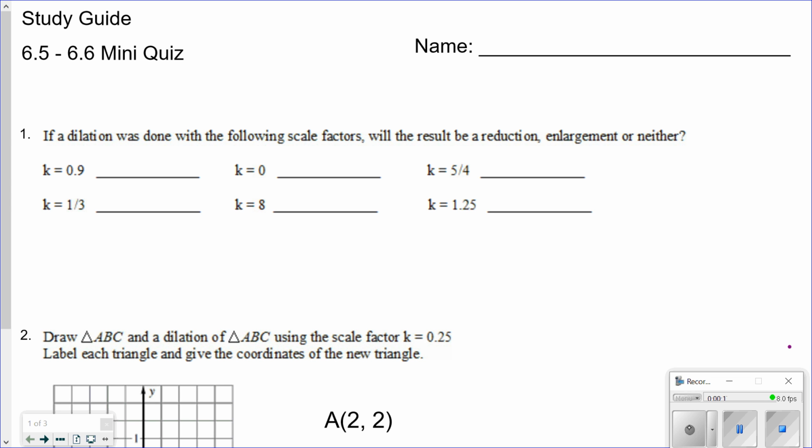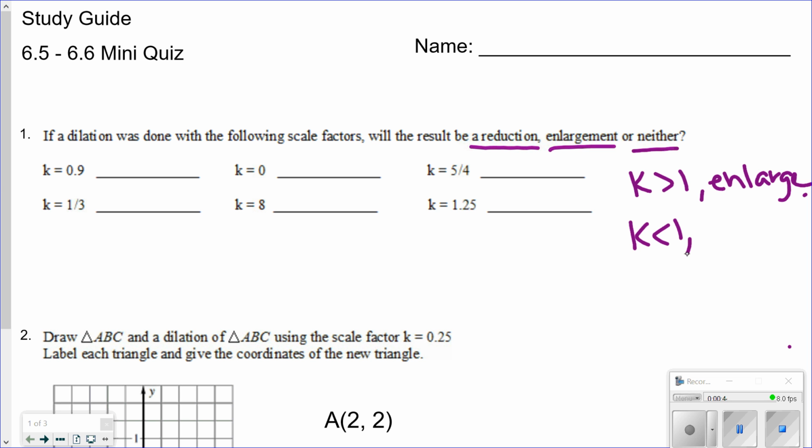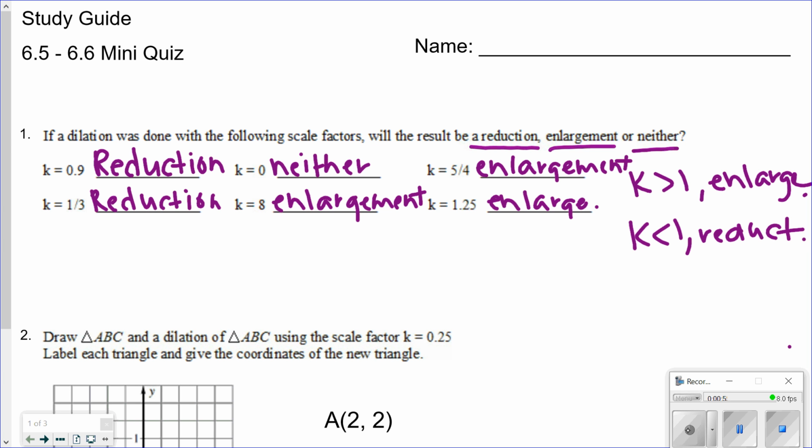So for number 1, if a dilation was done with the following scale factors, will the results be a reduction, meaning it gets smaller, an enlargement, meaning it will get larger, or neither? Well, let's remember, if k is greater than 1, we will have an enlargement. If k is less than 1, we will have a reduction. So pause the video and see if you can figure out which one would be a reduction, enlargement, or neither. So here are our answers.